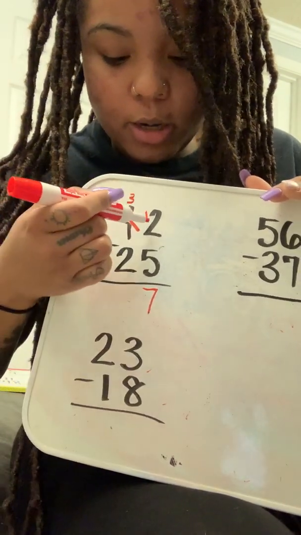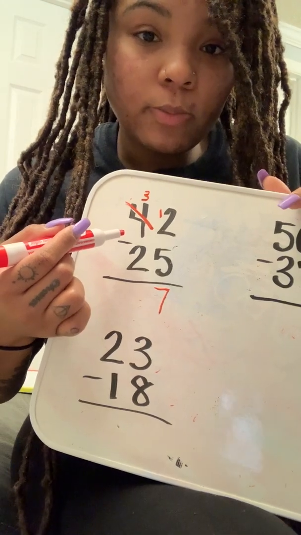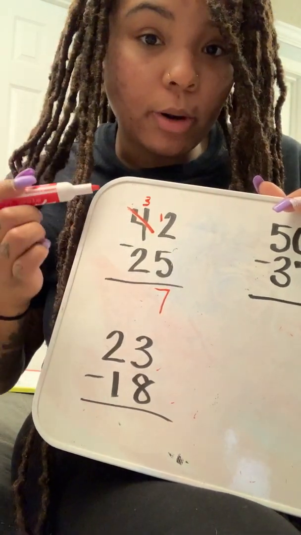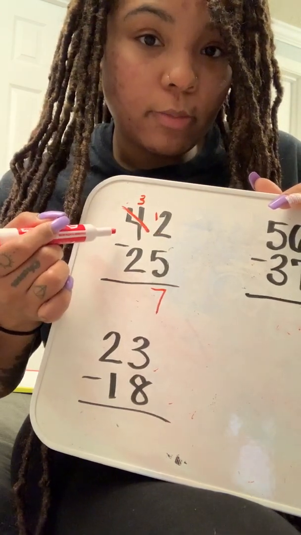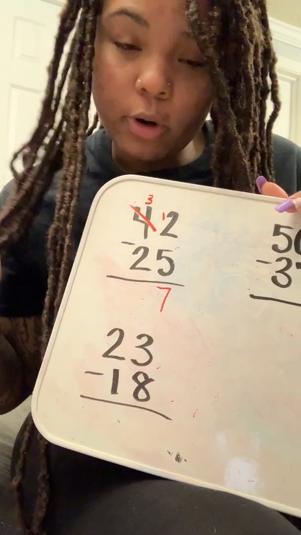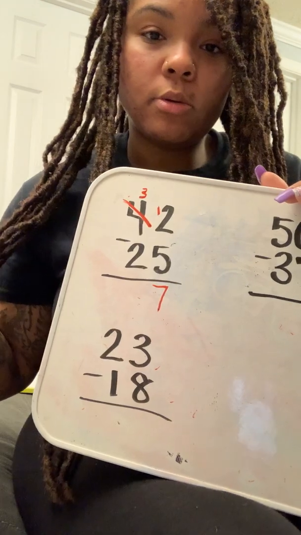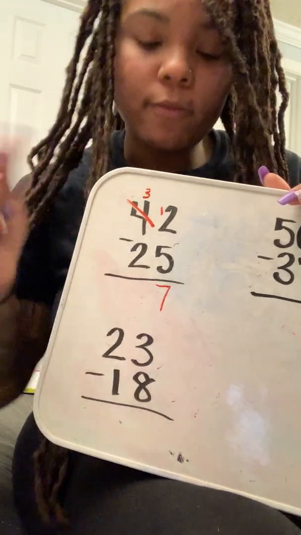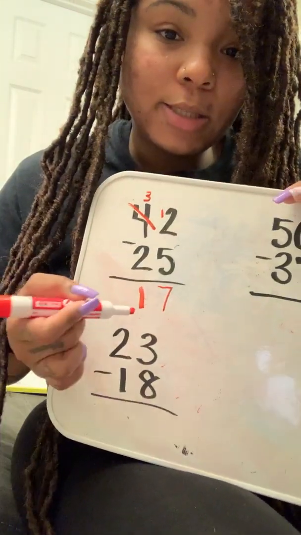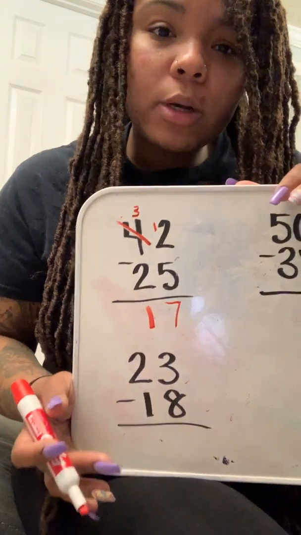So now I'm done with the 12. I'm going to come over to my tens place. I have 3 minus 2 because this isn't a 4 anymore, because remember, my neighbor borrowed from him. So you cannot use 4 anymore. It's now 3. So I have 3 minus 2. What's 3 take away 2? 1. Very good. So 42 minus 25 is 17. Okay, I know it might seem a little tricky, but we're going to do 2 more together.